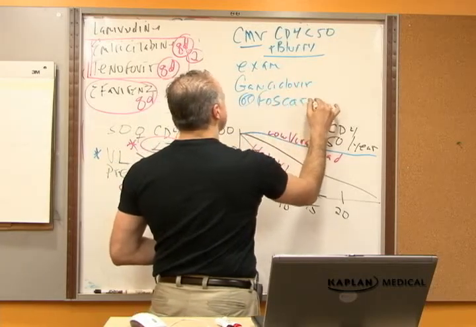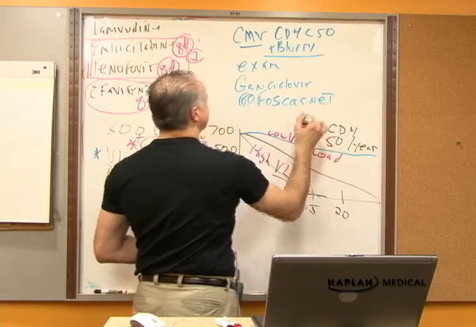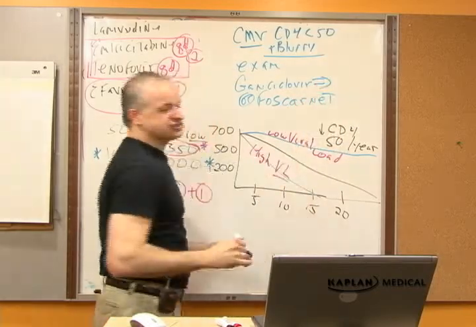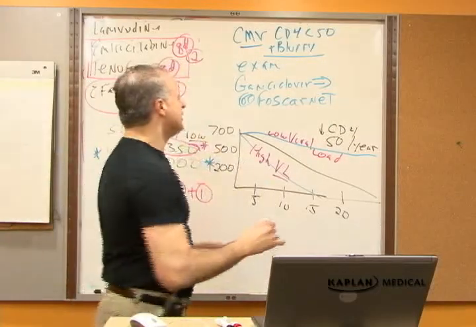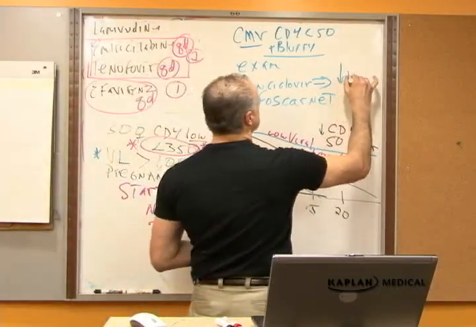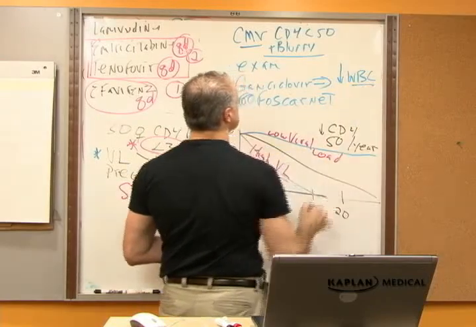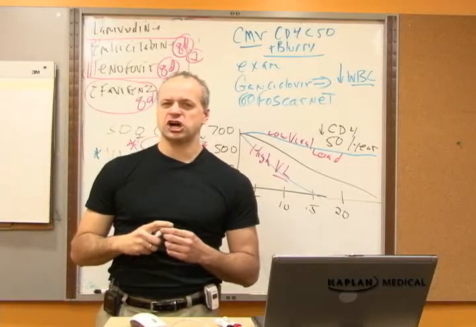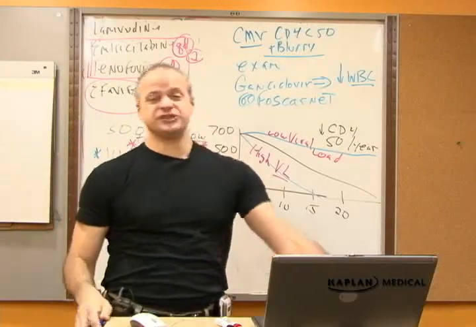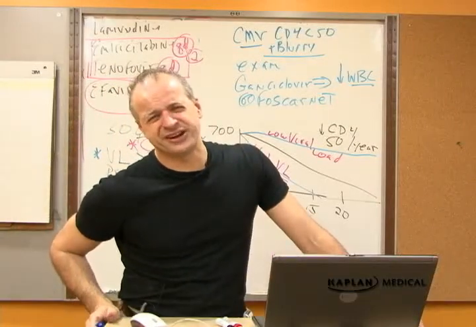What is the most common adverse effect of ganciclovir? Ganciclovir is suppressive on the marrow and causes you to have a low white blood cell count. What's the most common adverse effect of foscarnet? Now, I would be stunned if you knew the answer to that, except you're looking at the book in front of you.